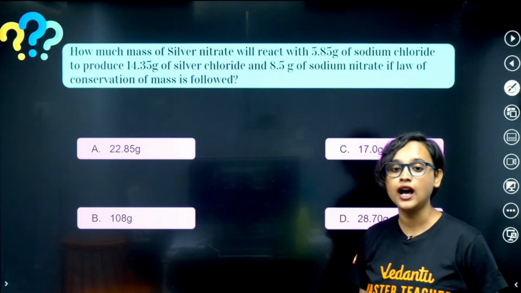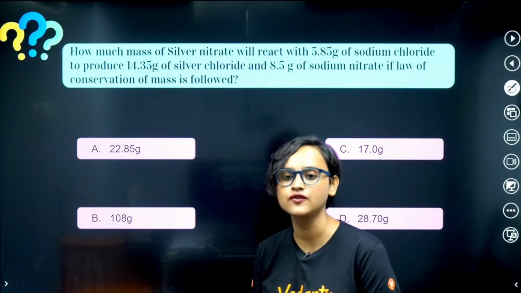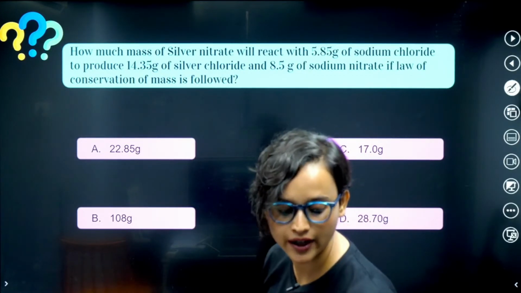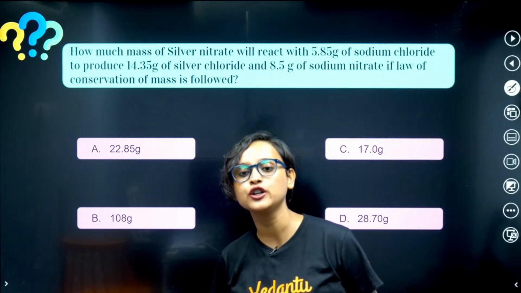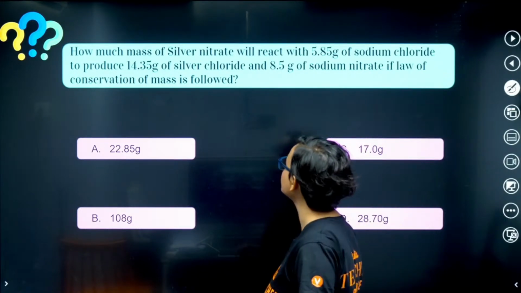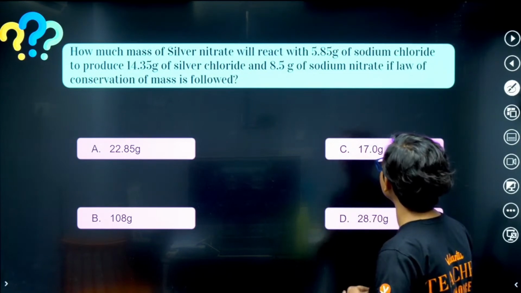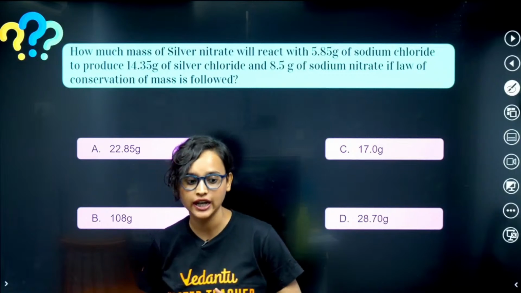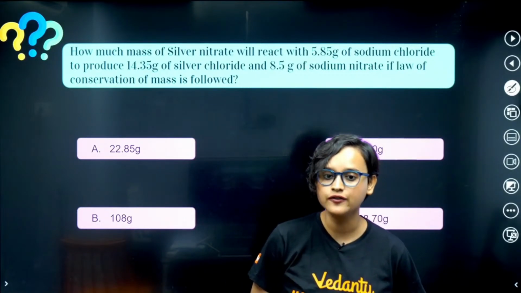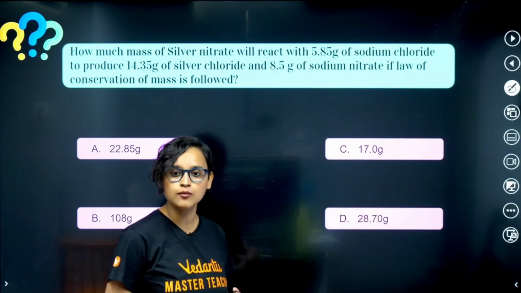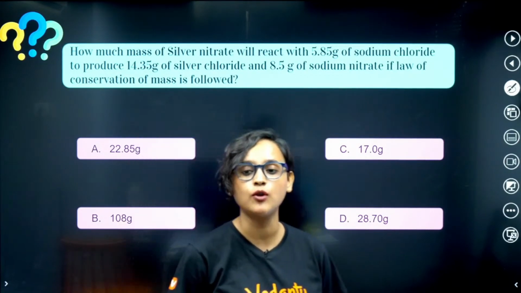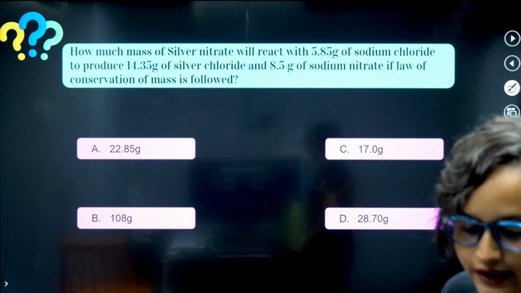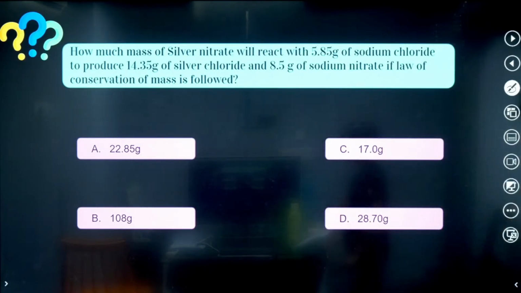Now, moving on, I have a question here. Tell me how much mass of silver nitrate will react with 5.85 gram of sodium chloride to produce 14.35 gram of silver chloride and 8.5 gram of sodium nitrate if law of conservation of mass is followed. Option A is 22.85, option B is 108 gram, option C is 17.0 gram, or option D 28.70 gram?